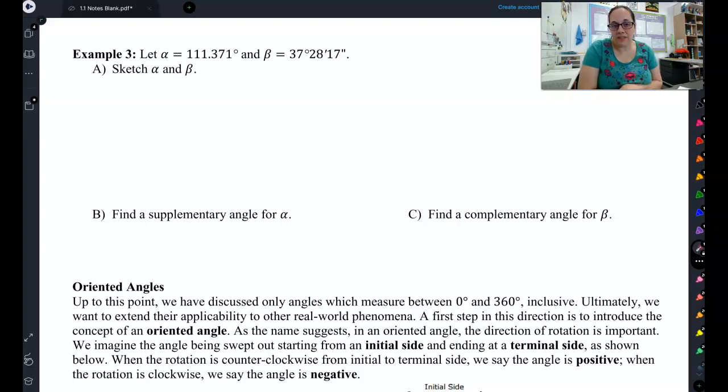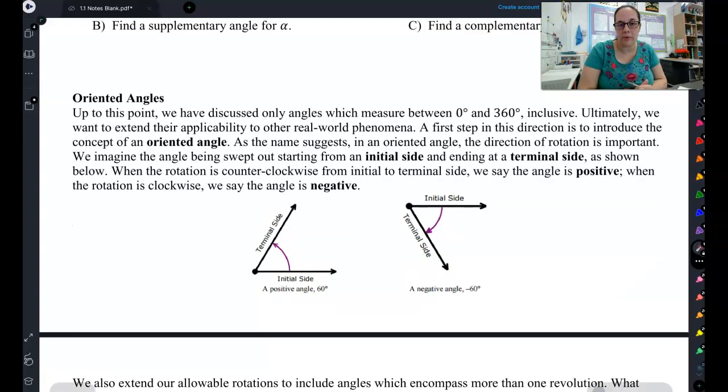Going to start by graphing some angles. But before we do that, let's introduce a couple more vocabulary words. First word we've got is an oriented angle. An oriented angle has an initial side and a terminal side. The initial side is where the angle starts. The terminal side is where the angle ends.